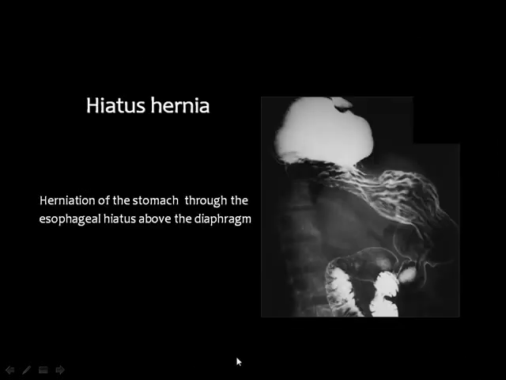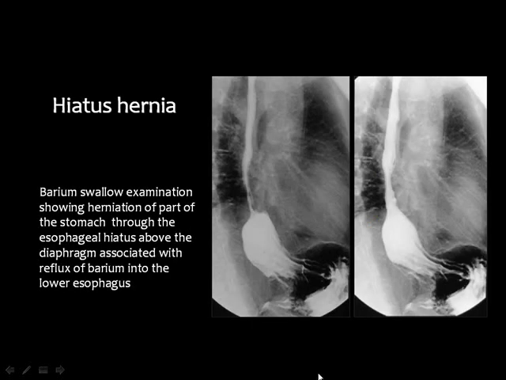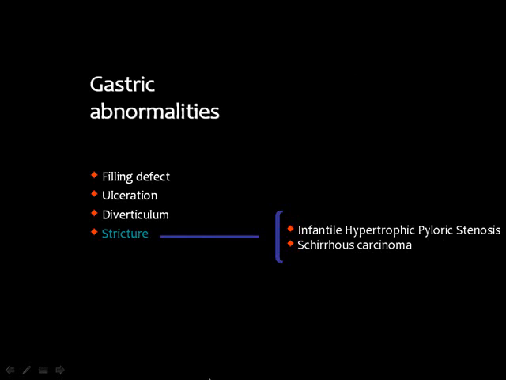Hiatus hernia is also diagnosed by the presence of part of the stomach above the diaphragm. And here you can see this is the gastroesophageal junction, and this is part of the stomach, and this is the diaphragm. And you can see a major part of the stomach is above the diaphragm. Also, this is another case of hiatus hernia, and you can see this is a good part of the stomach which is located above the diaphragm. And this is also an example of hiatus hernia with gastroesophageal reflux, showing part of the stomach in the lower part of the thoracic cavity.